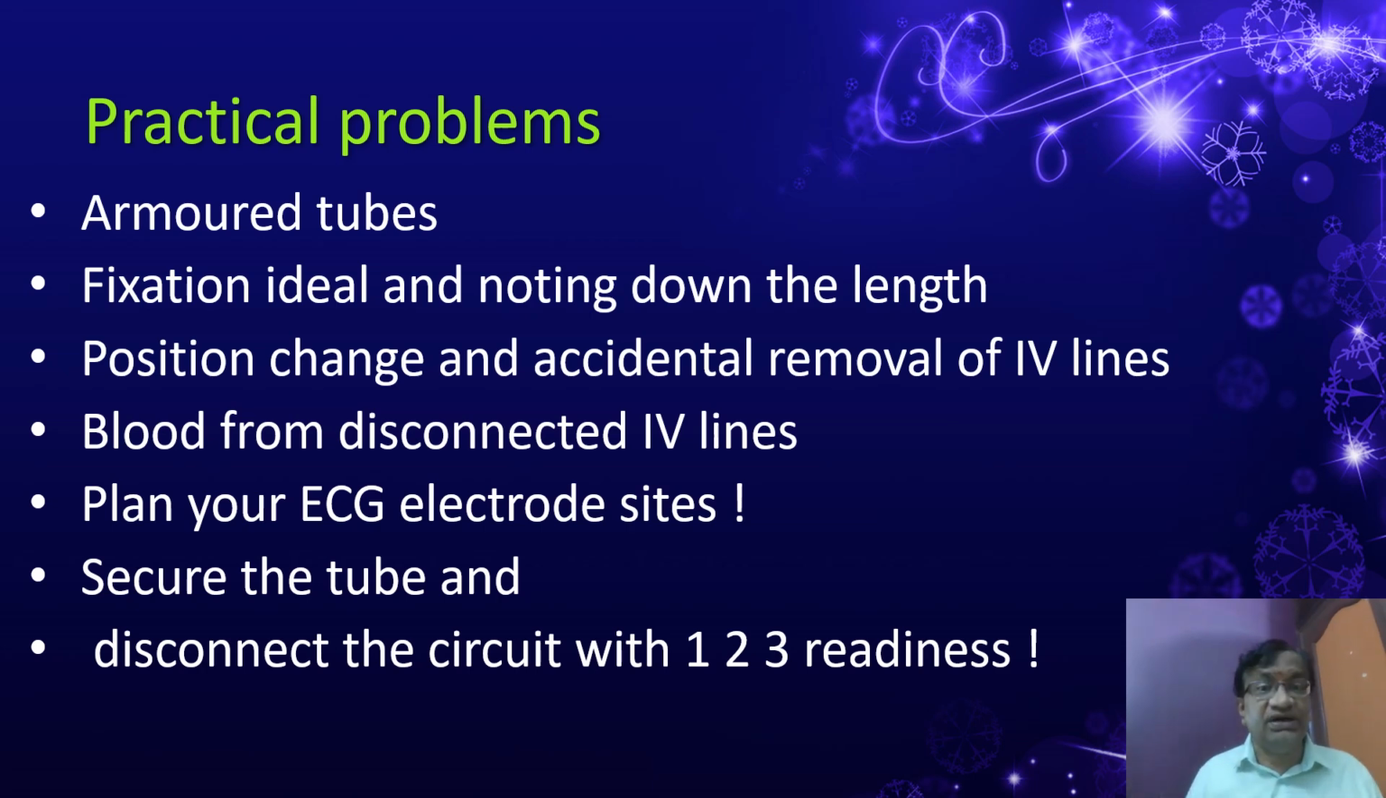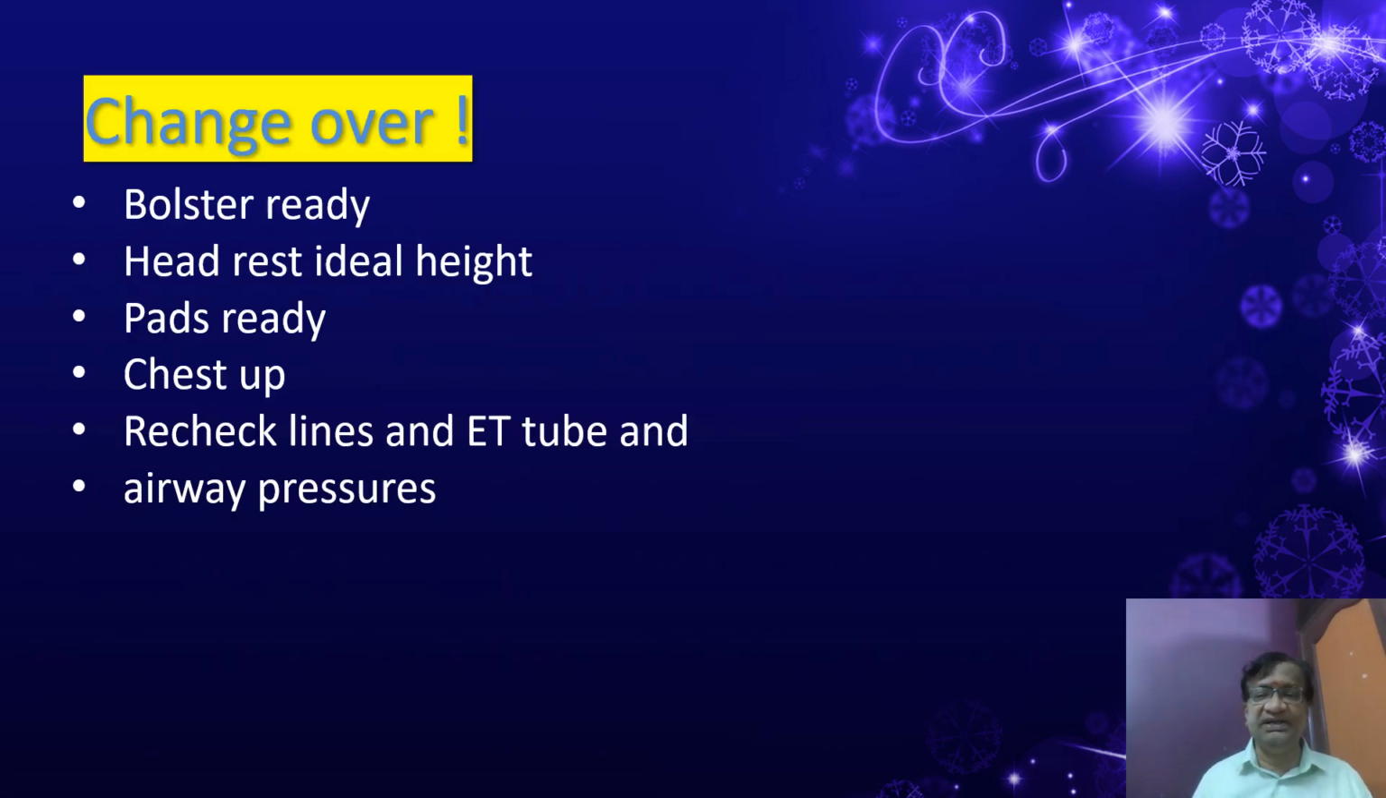Plan your ECG electrode sites. Secure the tube. Disconnect the circuit for 1 to 3 readiness. Push the patient onto the operating table. Pads ready, chest up, recheck lines, endotracheal tube.